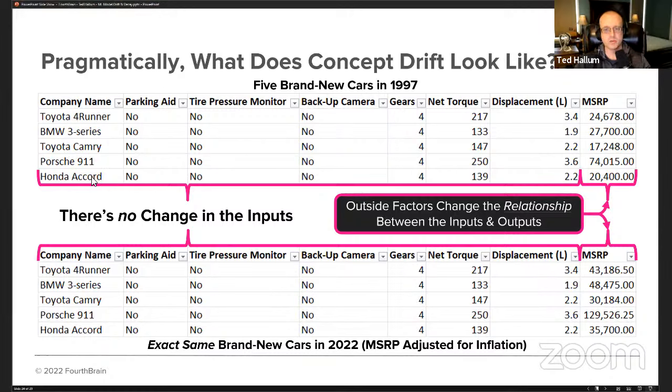We have several attributes about each of these vehicles. These would be our inputs or our predictors if we were using this for machine learning. And then we have the manufacturer's suggested retail price over on the right. That would be our output or our target label, again, if we were actually training a machine learning model with this.